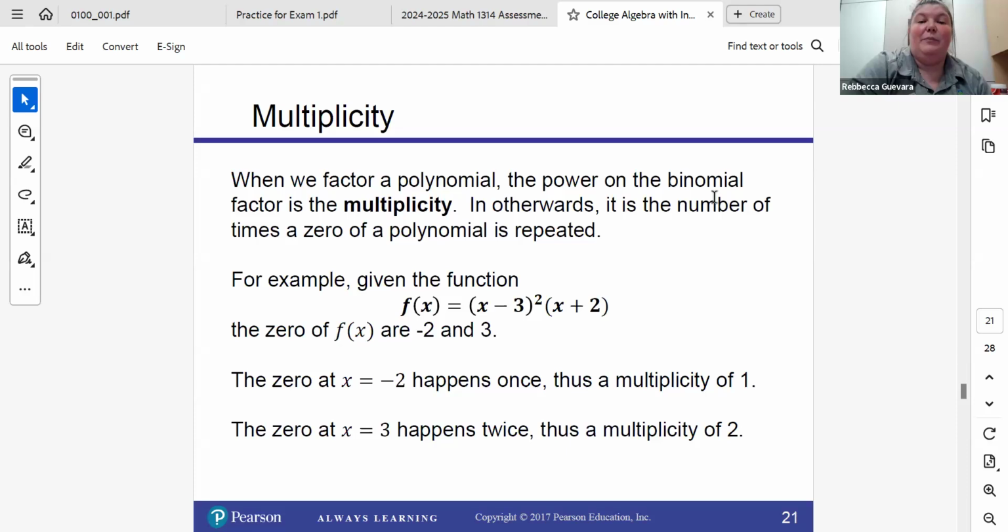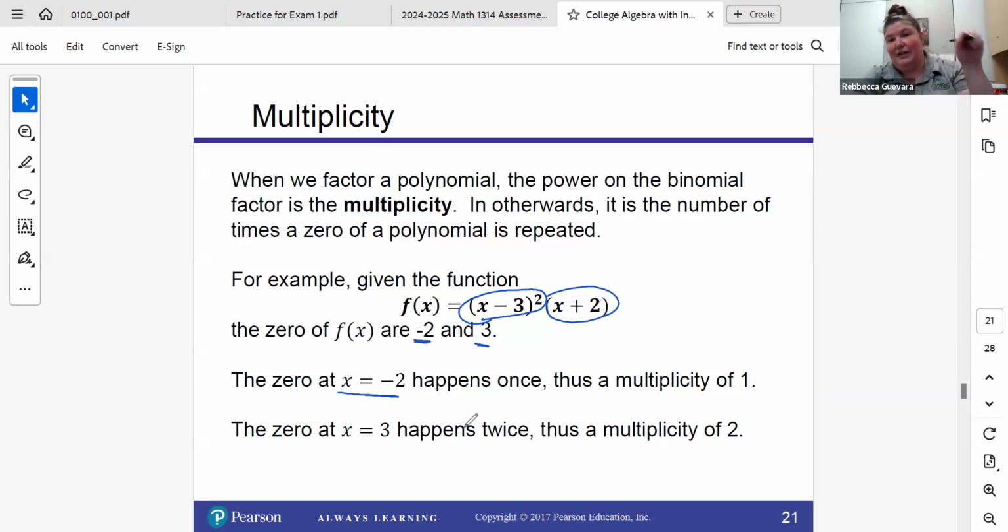So when we factor a polynomial, the power on the binomial factors that we have is what we call the multiplicity. In other words, it is the number of times that zero is repeated. If I gave you (x minus 3) squared times (x plus 2), well, we have two zeros. We have one at x is negative 2 and one at x is positive 3. So when x is negative 2, that came from this factor, which had a power of 1, therefore the multiplicity is 1. The x equals 3 came from this factor, which had a power of 2. So it's kind of like it happens twice there. So the multiplicity is 2.